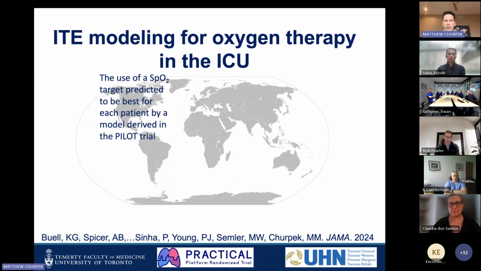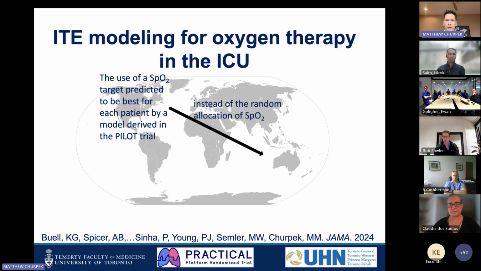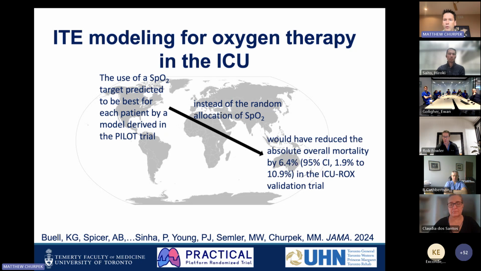So ultimately, the use of an SpO2 target predicted to be best for each patient from a model developed in the pilot study, instead of random allocation of the SpO2 target, would have reduced the overall mortality by an absolute 6.4% in the ICU-ROX validation trial. So this suggests that if we had used this model, we could have improved outcomes in those patients, again, in this validation set.